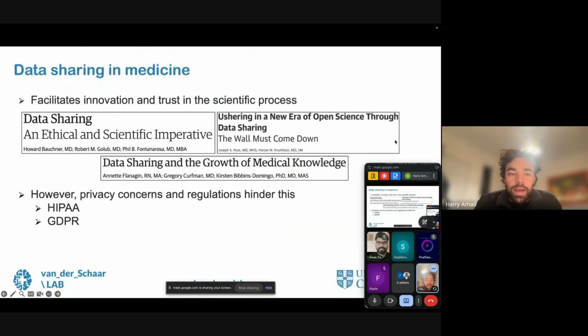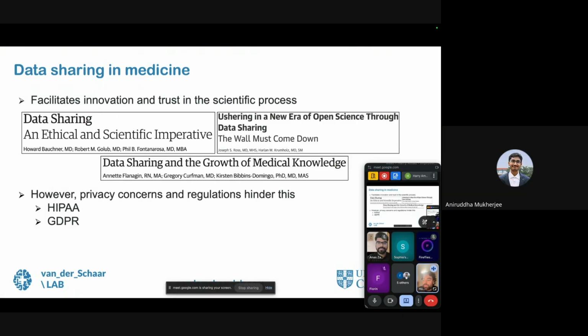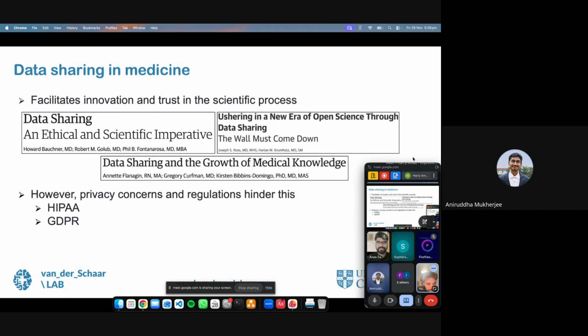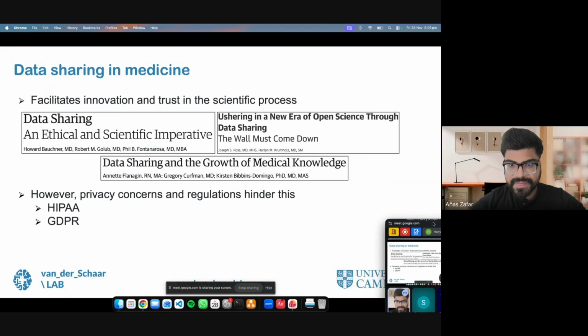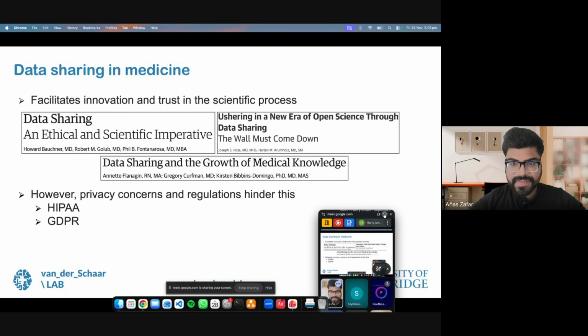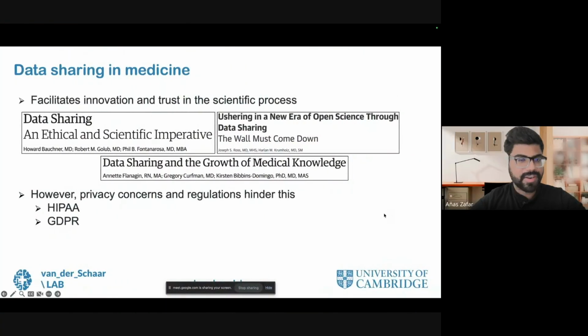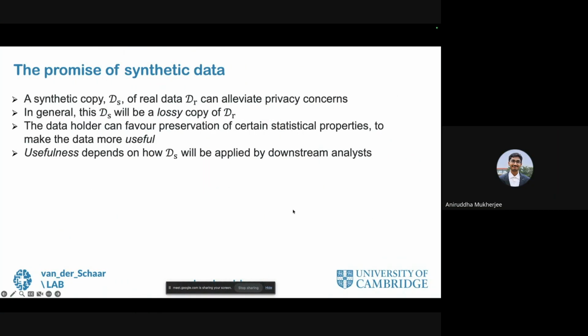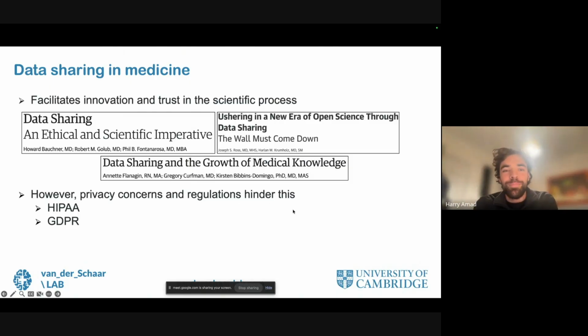So, as Anas said, in medicine... Excuse me, could you please hide the Google Meet thing on the right? It's a bit distracting from the slides. Sorry. You could just minimize that. If you just click the cross button. Yeah, you can cross that. Yeah, good. Okay, thank you. Thanks for letting me know.